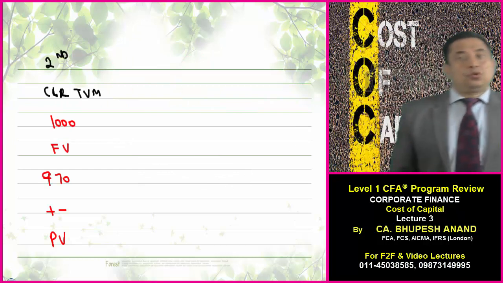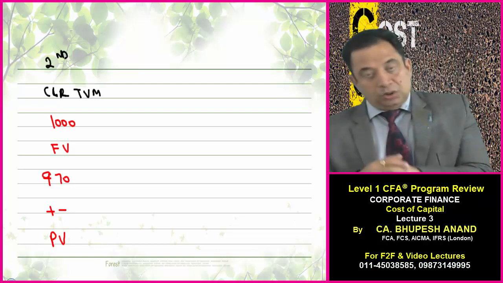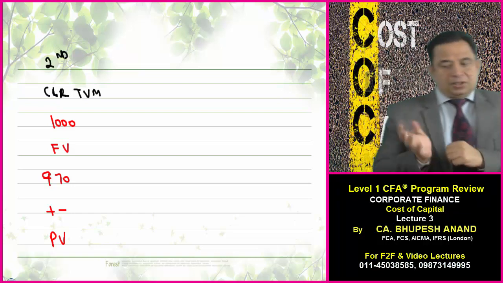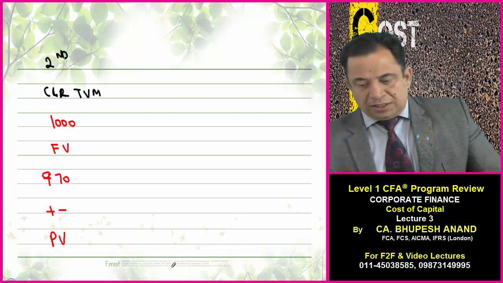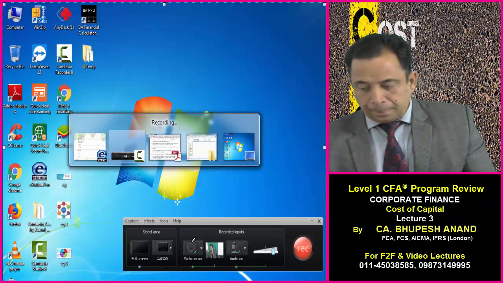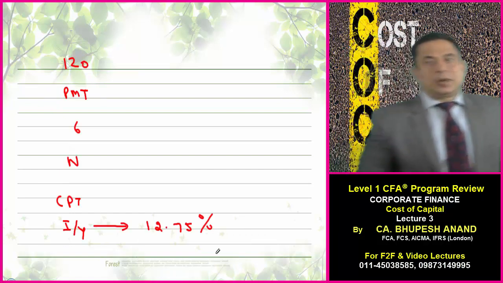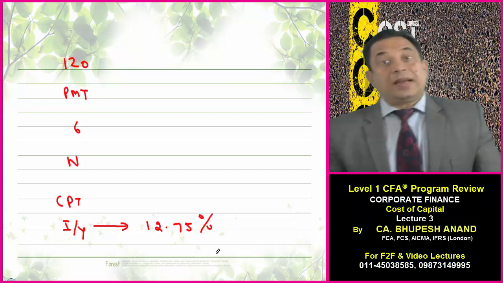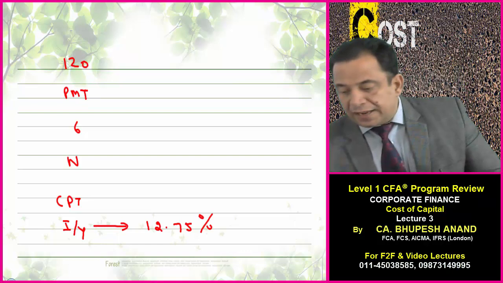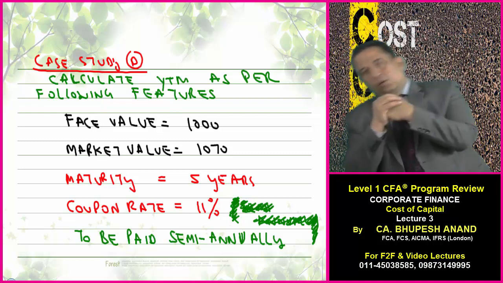The steps which I have used in the calculator just now are very easy. Second clear TVM, 1000 future value, 970, plus minus present value, 120 as equal payment, 6 as N, compute IY, and that is coming to as 12.75. It means cost of debt is 12.75, YTM is 12.75, and the last case study which I want to tell you, then we will conclude this lecture.